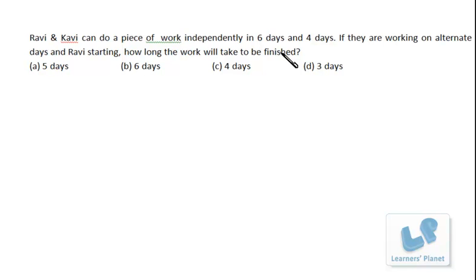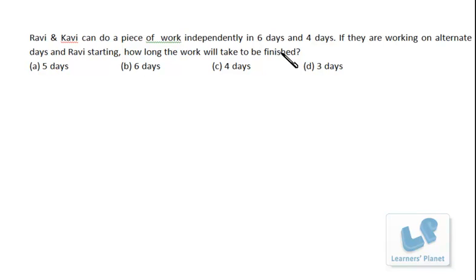That means both of them in a single day, if working together, will be doing 5 by 12 of the work. Am I right? That is 1 upon 6 plus 1 upon 4. Now, they are working on alternate days. That means one day Ravi is working and the next day Kavi is working. Then further Ravi is working and then Kavi is working. So what 5 by 12 work is done, it is being done in 2 days. So in 2 days, 5 by 12 work is done. That means in 4 days, 10 by 12 work is done, right?